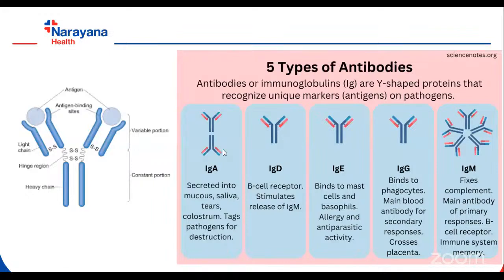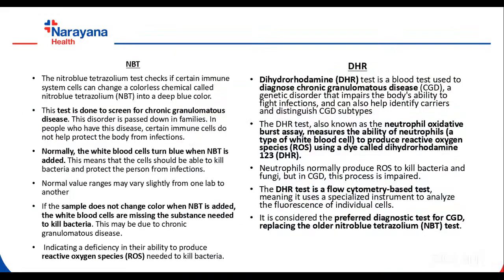IgA, which is commonly secreted in the mucous and saliva. IgE, which binds to mast cells and basophils, which gives us allergies and anti-parasitic response. And as you could see, it is done in your pediatric pulmonology. IgG binds to phagocytes, mainly the blood antibody for secondary responses. This is the one which crosses the placenta. IgM, which fixes complement, is the main antibody of primary responses.